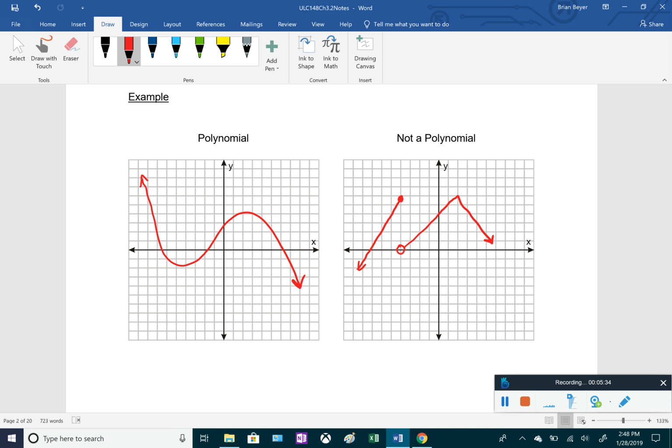Okay, so we can see that right here it is discontinuous, meaning it cannot be a polynomial. And right here there's a sharp corner. These sharp corners are called cusps. So there's two things that made this not a polynomial.